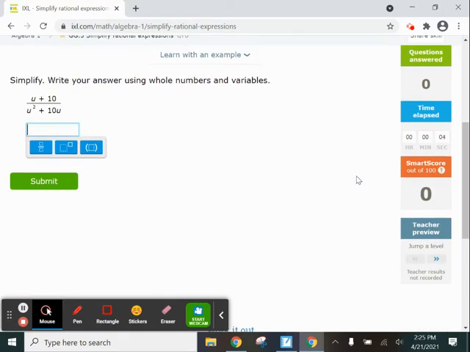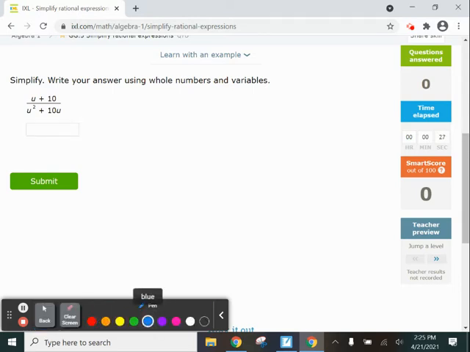It says simplify, write your answer using whole numbers and variables. So this is where you really have to do some factoring in order to simplify your problems. The top of your fraction, you cannot simplify. There's nothing that you can take out of that. However, in the bottom of the fraction, u squared plus 10u, I can factor a u out of that. So our top is going to stay u plus 10. Our bottom, we can take a u out of that. And whenever I take a u out of both of those terms, I'm left with u plus 10.